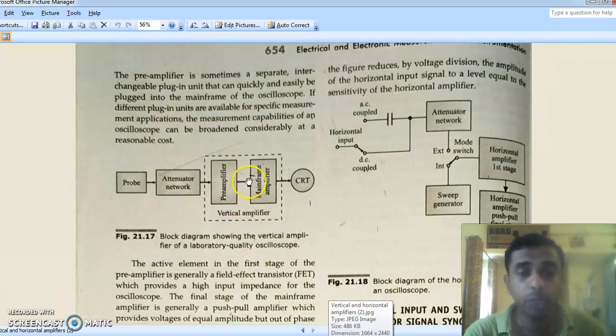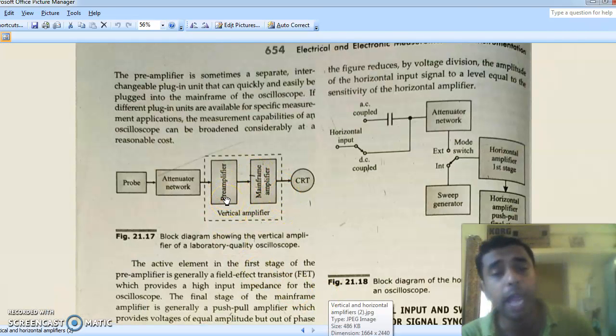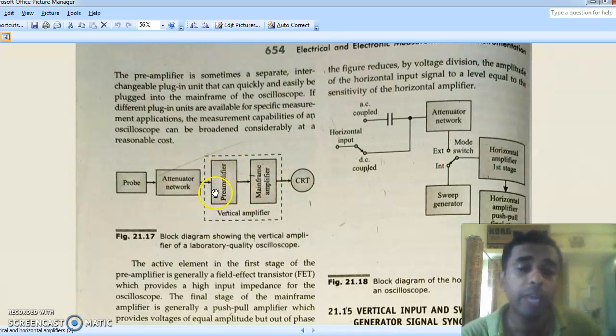This is the vertical amplifier. It will have a pre-amplifier as well as a main amplifier. This amplifier in itself will have multiple stages, and this amplifier will also have multiple stages. Okay, we'll see all these things in detail in the next class.